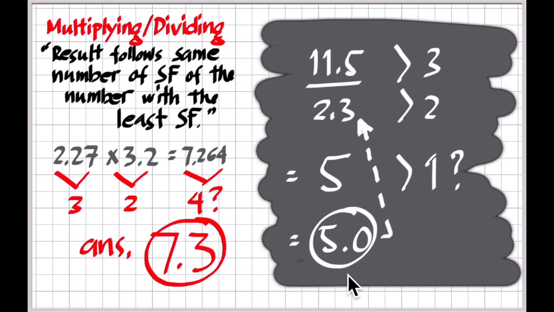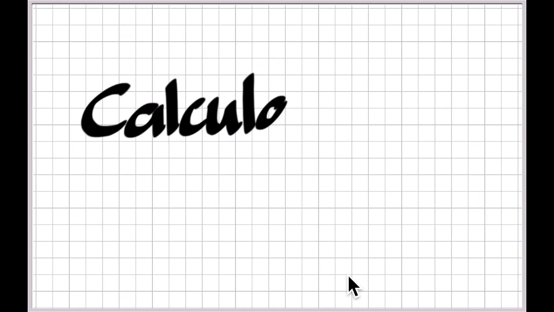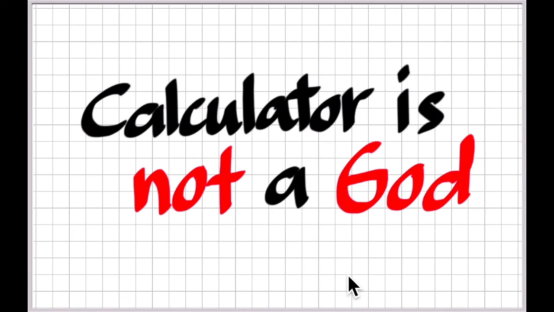Alright, I hope that this clarifies a few things. In O-level physics, during Cambridge International exams, you will be allowed to use calculators. But remember that calculator is not a god. Don't just copy the result in the display of the calculator. Write your final answer using the ideas I mentioned earlier.